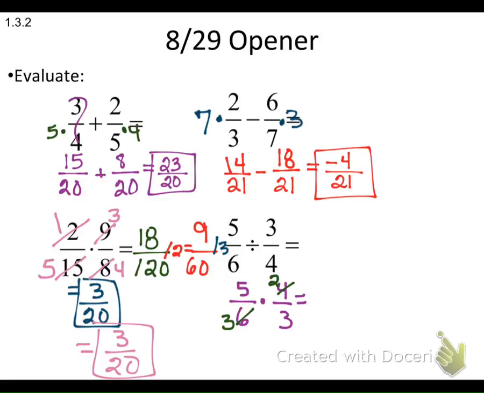Now you just have a multiplication problem. 5 times 2? 10. 3 times 3? 9. Final answer, because you leave it as an improper fraction. Now if you used a calculator, you probably got 1 and 1/9. That's correct, but I don't want it as a mixed number. I want it as an improper fraction. So you have to hit second, fraction button, equals.